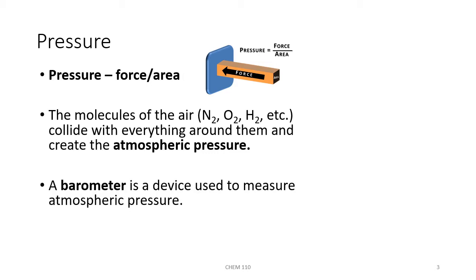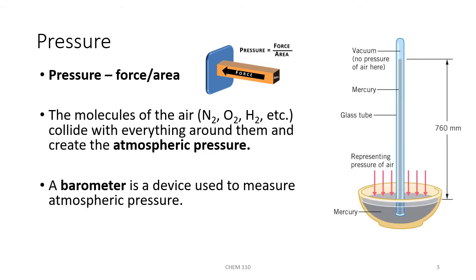A barometer is a device that is used to measure atmospheric pressure. We can look at a simple barometer on the right. The simplest type of barometer is called a Torricelli barometer. It consists of a glass tube that's sealed at one end. The height of the column could be 80 centimeters or more in length. The tube is filled with mercury and capped and then inverted. Its capped end is immersed in a dish of mercury.